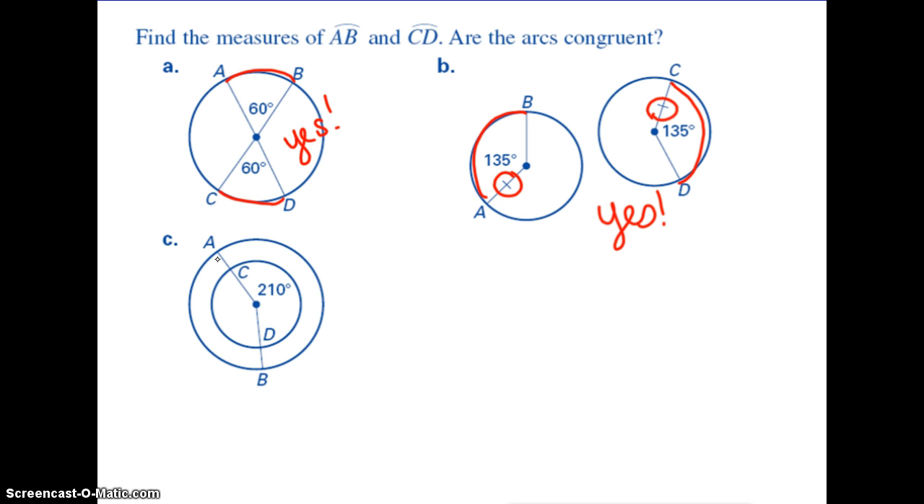Now in question C, AB and CD have the same measure, the same degree here. However, they don't have the same radius. Therefore, they are not congruent.